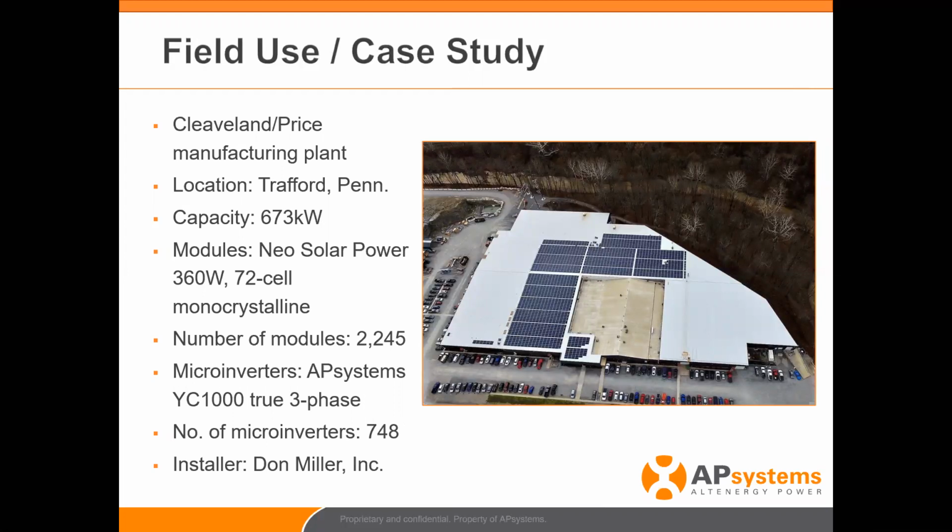Yeah. Oh yeah, so this is the Cleveland Price manufacturing plant. It's over half of a megawatt, and this was just a terrific install example of the YC1000. And as you can see, they still have room to grow, and they have actually, I think, since this picture was taken. So this was actually quite a large site, very exciting to be put in. But again, everything you see right here was actually delivered and installed in less than a week.